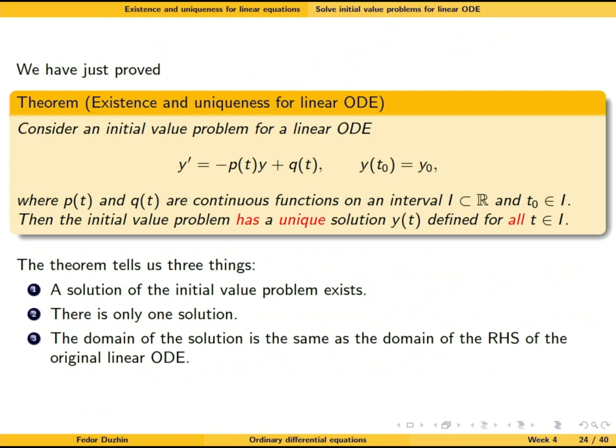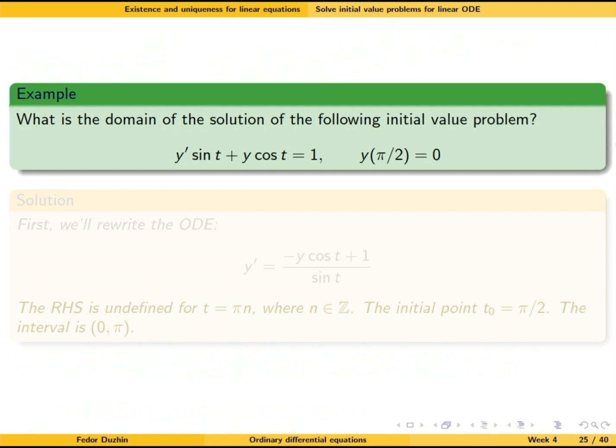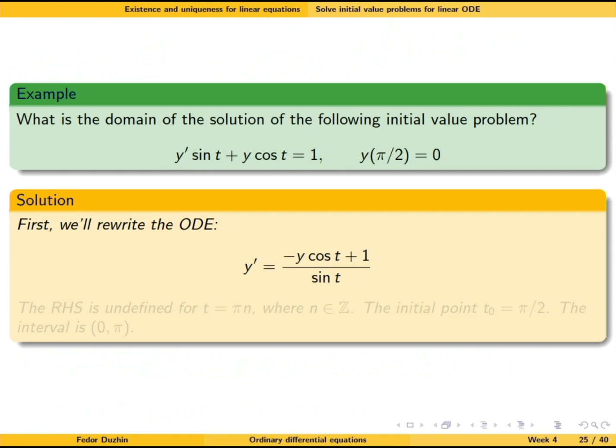And the third thing is that the domain of this solution is exactly the same as the domain of the right-hand side of the original differential equation. So if the right-hand side of the differential equation is defined for a certain interval in t, then the solution exists and is unique on the same interval. And so here is an example. Suppose that we want to find the domain of the solution of an initial value problem for a linear differential equation. This theorem tells us that we can do it without even solving the equation first.